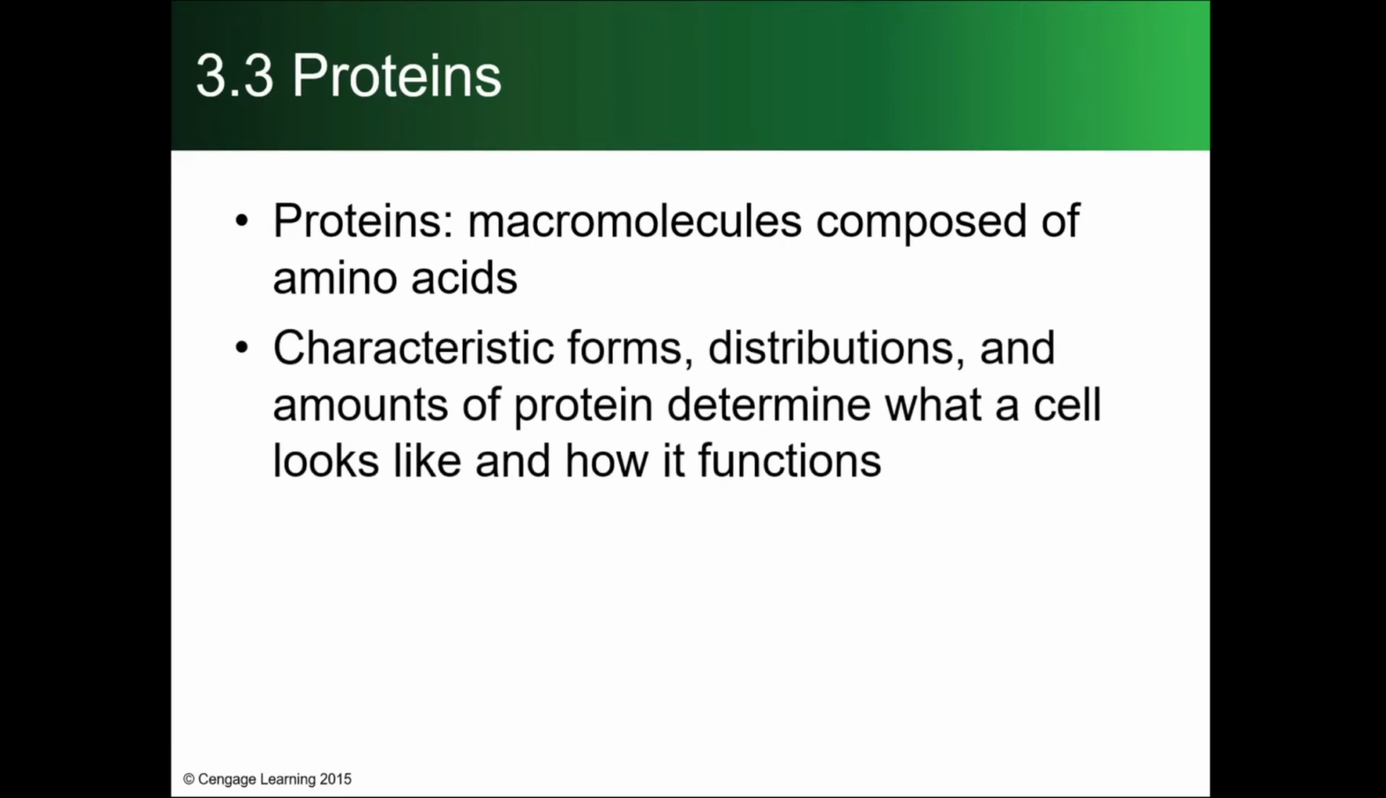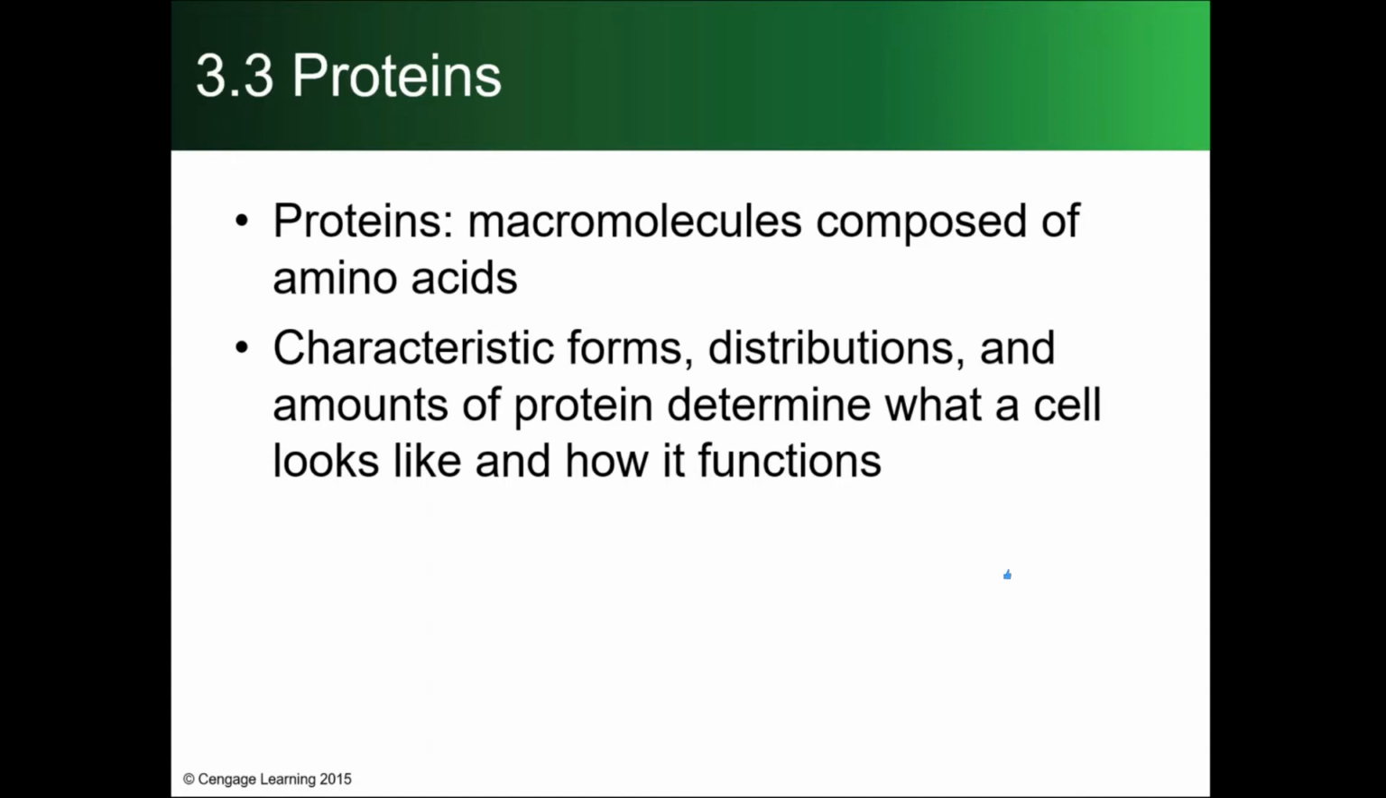Also, proteins are the most versatile cell components, and each type of protein consists of a very unique set of amino acids linked in a chain that can range from several amino acids to hundreds of amino acids in length. Of course, the characteristics, distributions, and even the amounts of protein determine what a cell looks like and how it functions. So each cell type contains a characteristic set of thousands of different types of proteins that largely determine what the cell looks like and how it functions.